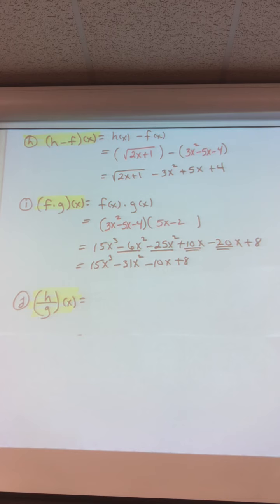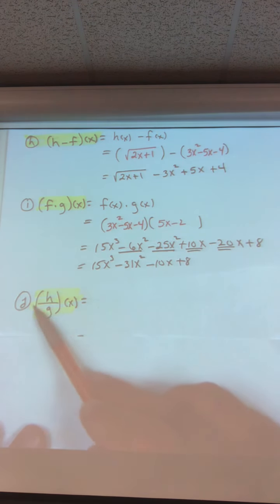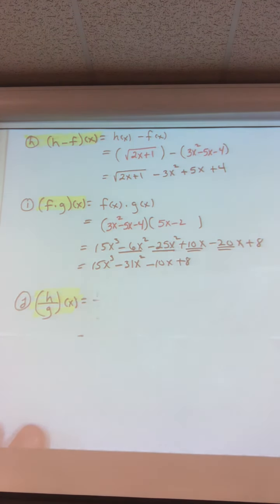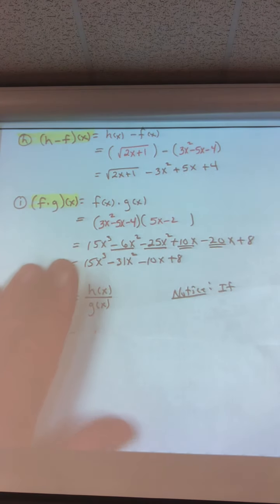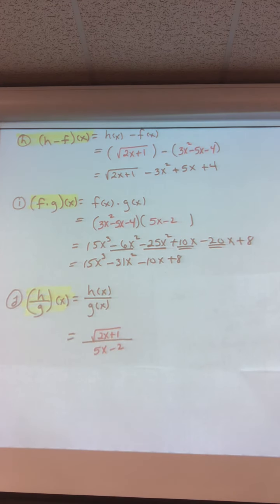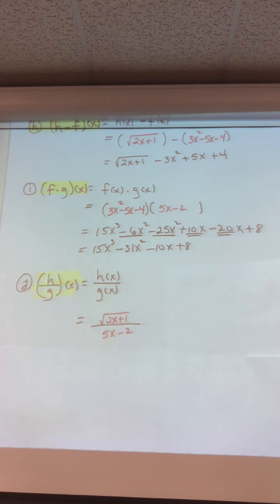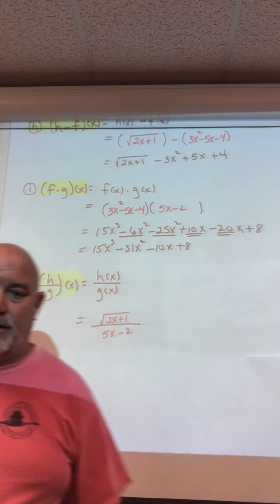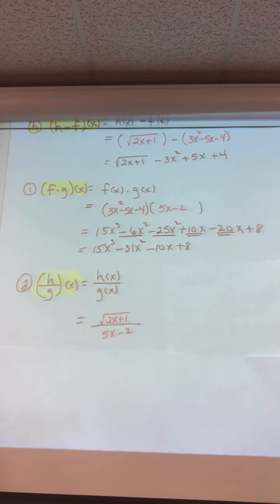Now the division. h divided by g of x. This would be h of x divided by g of x. Okay. And then h of x is this, g of x is this, and that doesn't reduce. Now let me mention one other thing and we'll close this video out and I'll pick up in the next video with the next example.